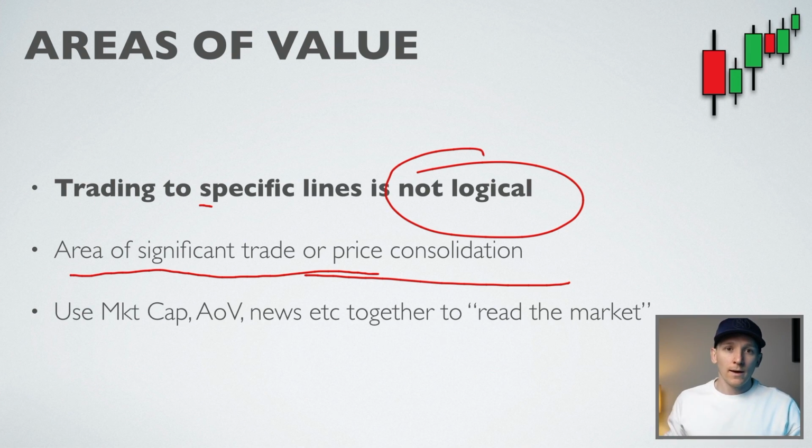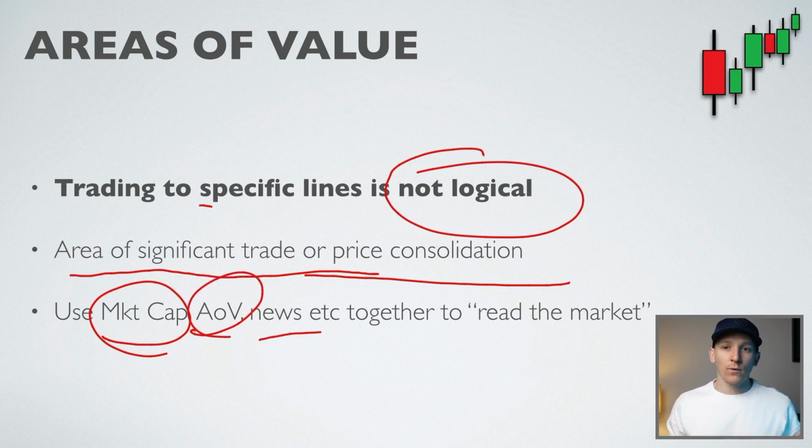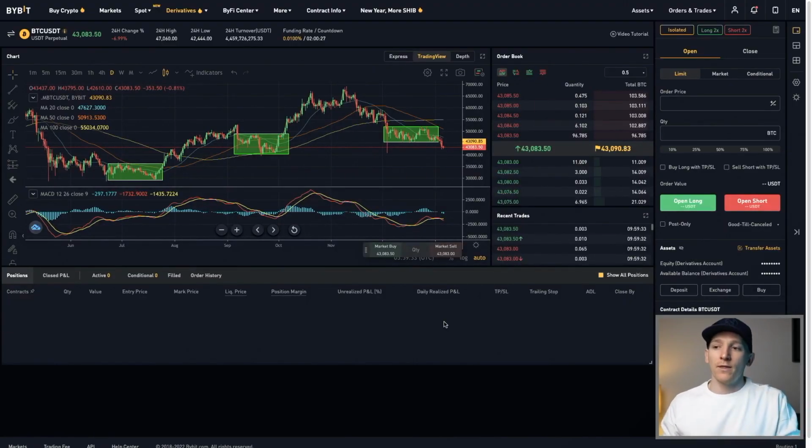So the way that I trade medium and longer term is really by looking at the market cap, the value of the project, and how that is going to change. Areas of value on the chart, and then you've got news, and we can put all of these in place to read the market. But areas of value for me for the medium and longer term is something to look at. So let me show you what I mean by that.